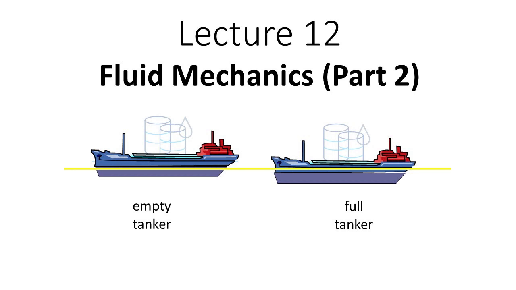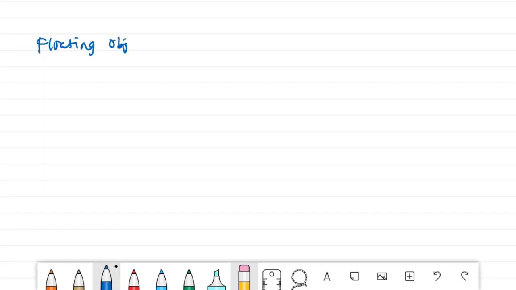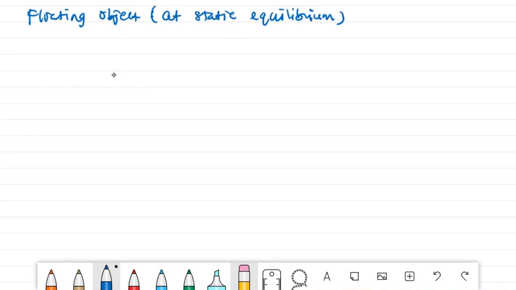So for a floating object, okay, a floating object which is at static equilibrium. So floating object at static equilibrium means, okay, let's say this is a fluid surface. I have one object here.